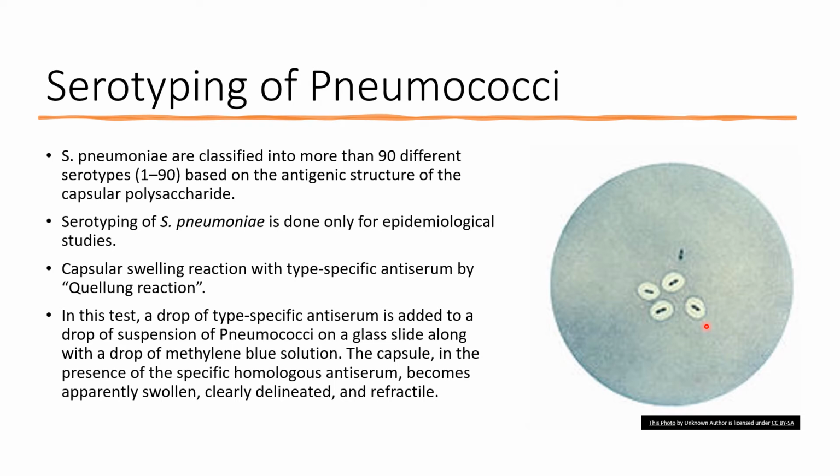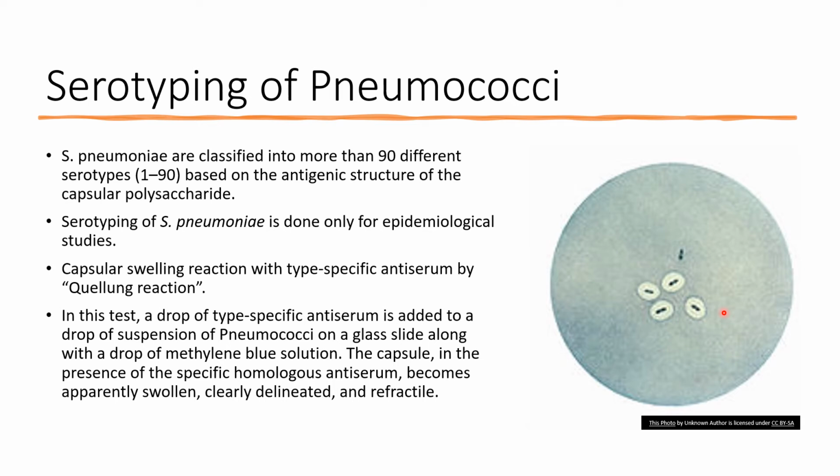A drop of antiserum is mixed with a drop of cell suspension. If the capsular antigen matches with the type specific antiserum that we have added, then it will get swollen and it will be refractile. It will be totally delineated from the cells, and this reaction is called capsular swelling reaction. And as I said, this will happen only when the capsular antigen binds with the type specific antiserum. So this is how serotyping is done.